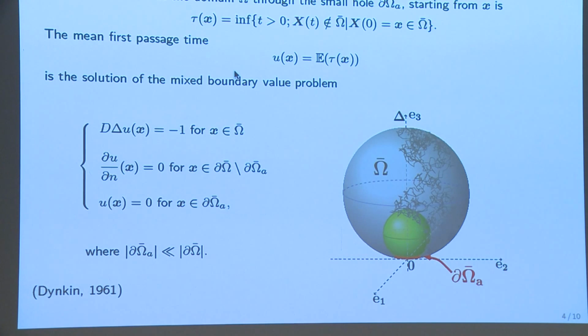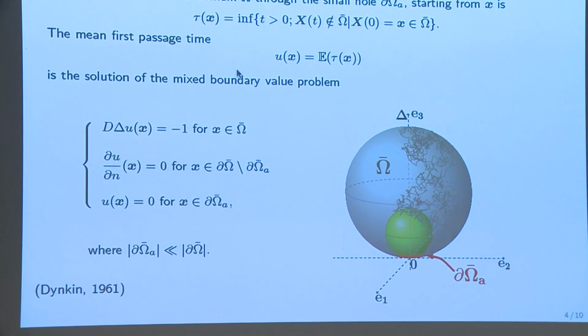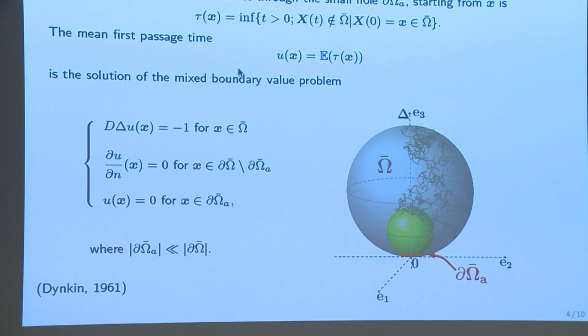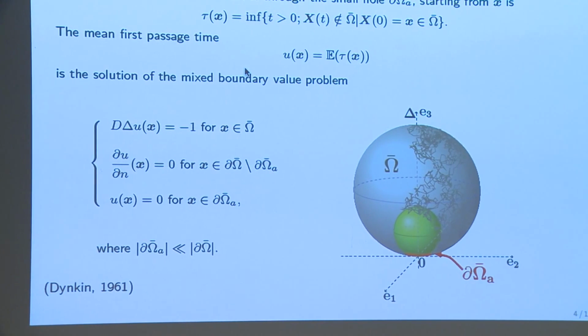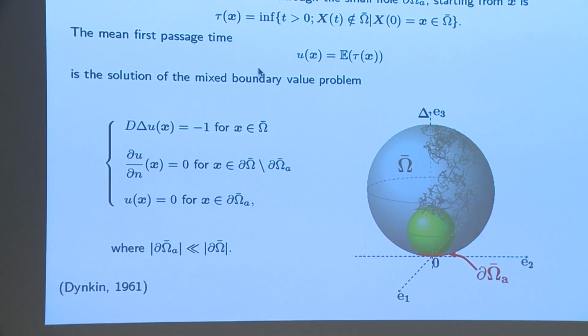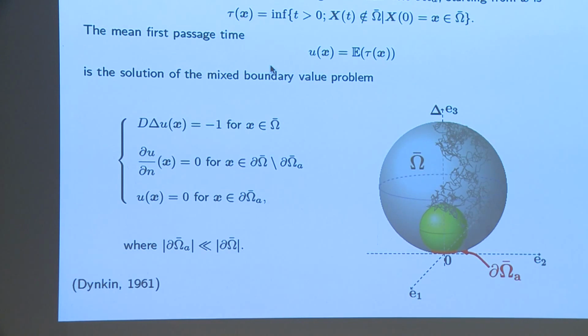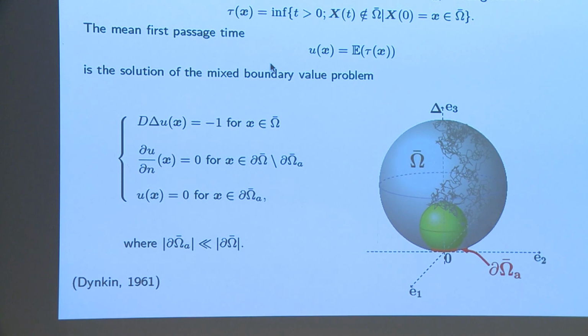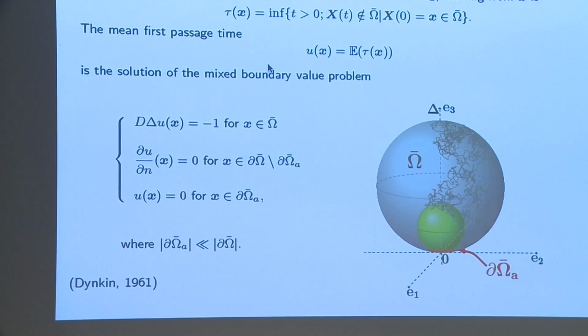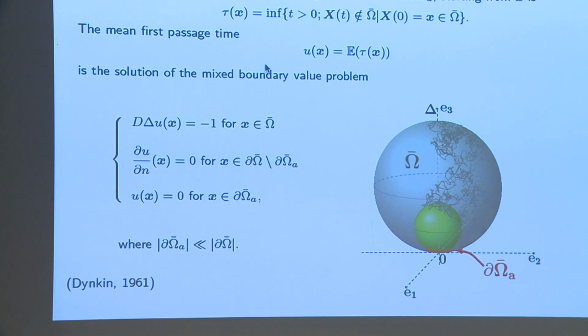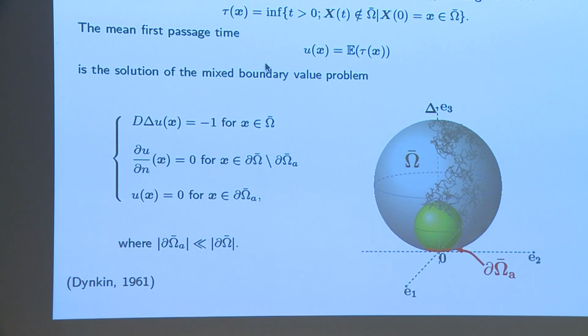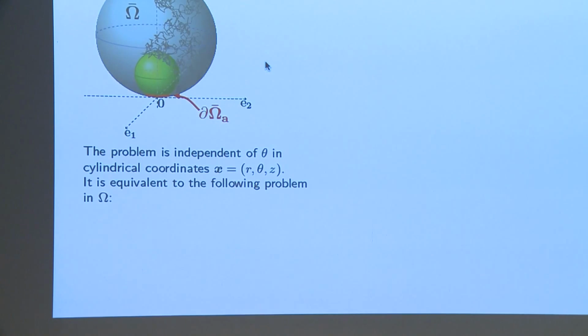And we know, it's very well known, it's Dynkin, that this mean first passage time follows the solution of the mixed boundary value problem, which is here D Laplacian u equals -1, D is the diffusion coefficient. du/dn equals 0 is a classical reflection at the boundaries, and u equals 0 is a classical absorption at the red cylinder here. So we are going to try to find the asymptotic analysis of this time.